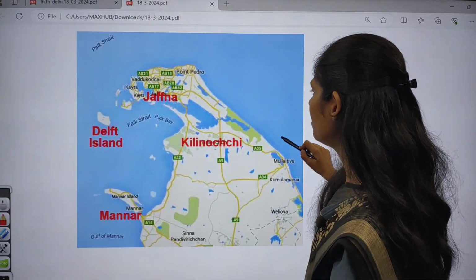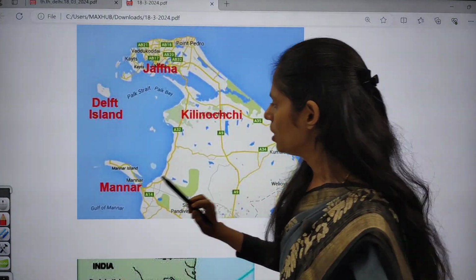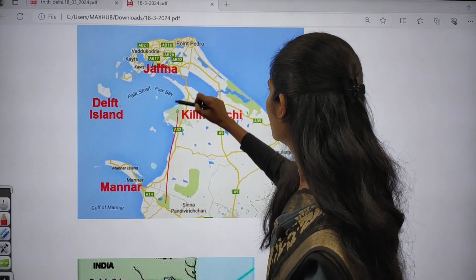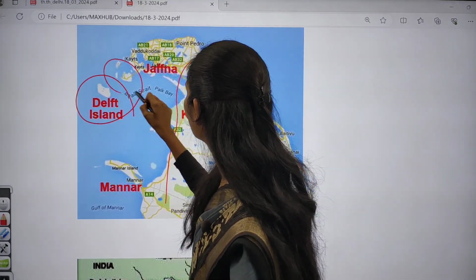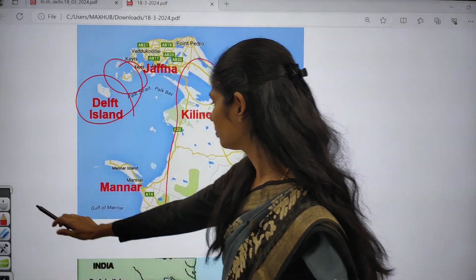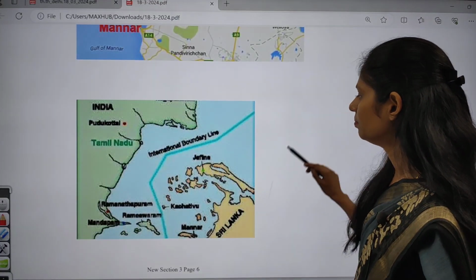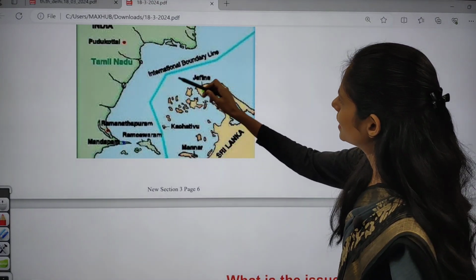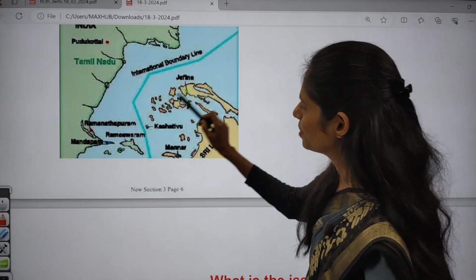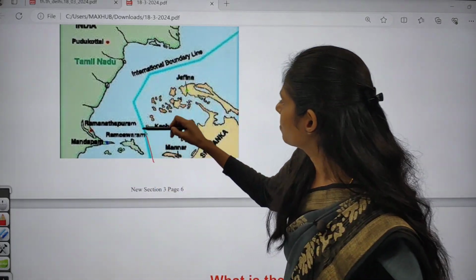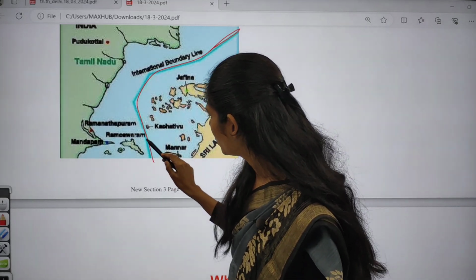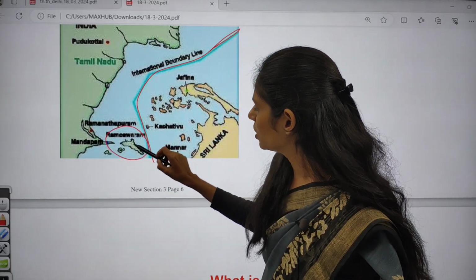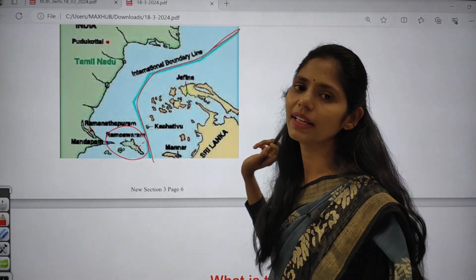Now let us have a look at this map. Here this is Sri Lanka, right? Here we have Delft Island, and here we have Katchatheevu Island. This is the international maritime boundary line. This blue line is the boundary line between India and Sri Lanka. Here this is Rameshwaram, and the fishermen of Rameshwaram are the ones who have now been arrested.